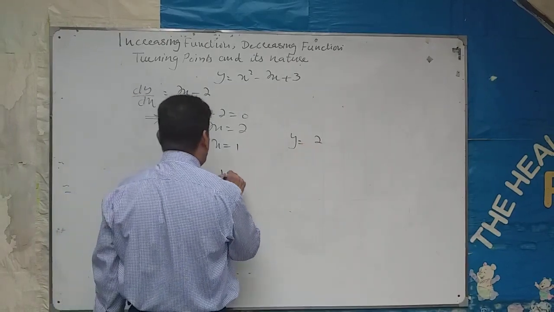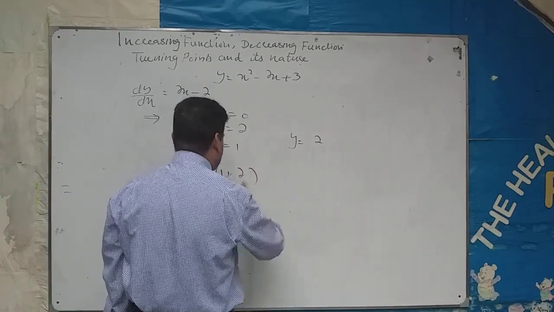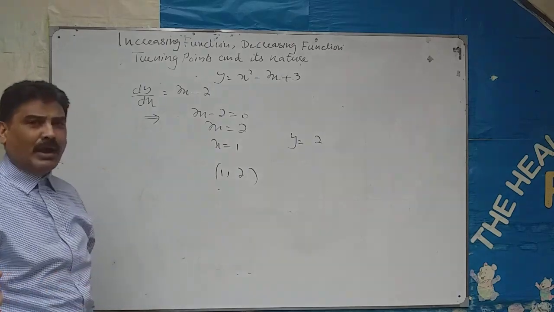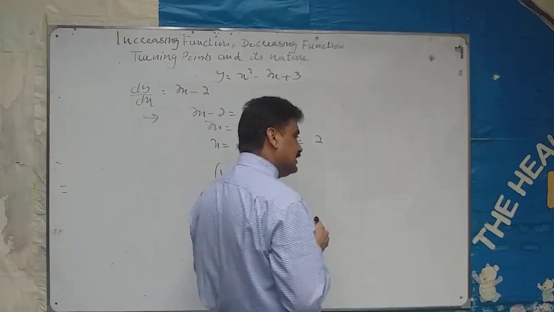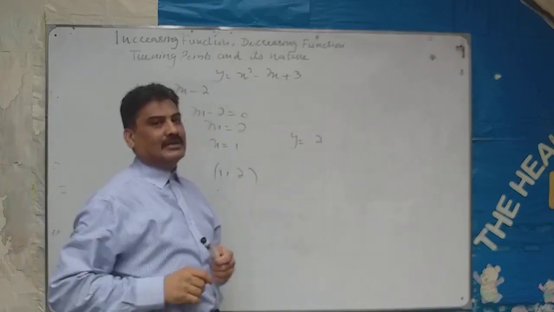Here (1, 2) is a turning point. A turning point is a point on the curve where, when we draw a tangent at this point, the tangent will become parallel to the x-axis.